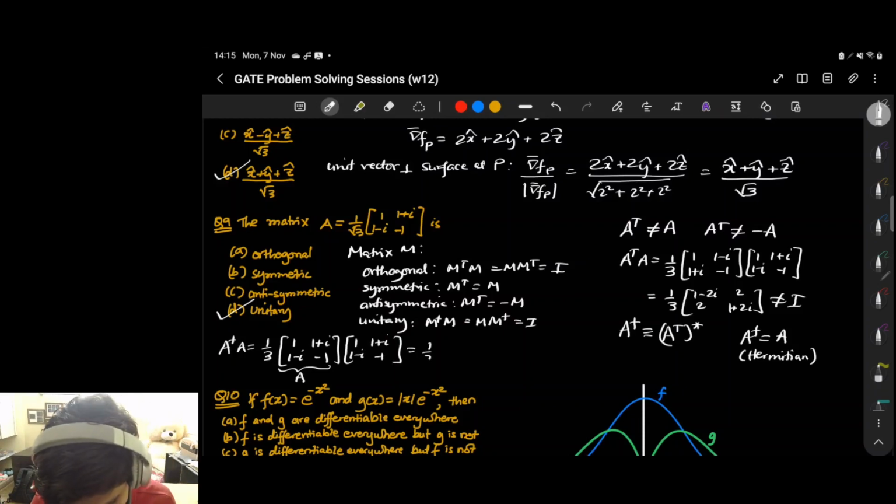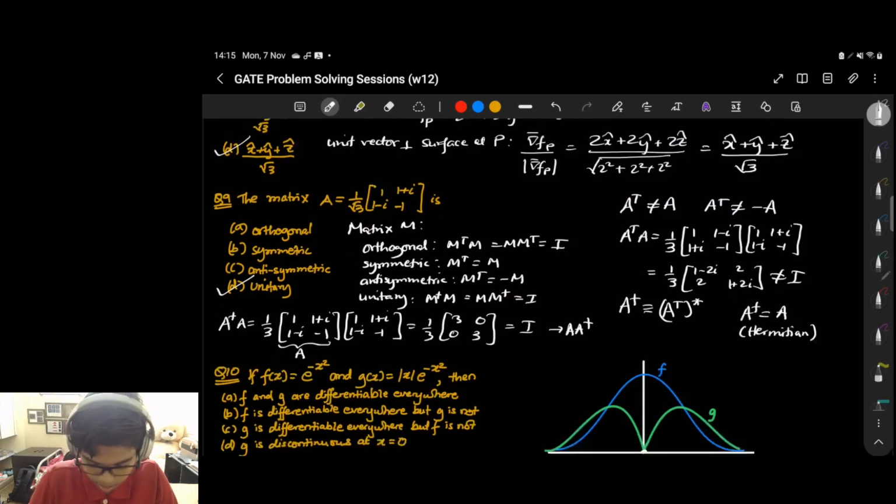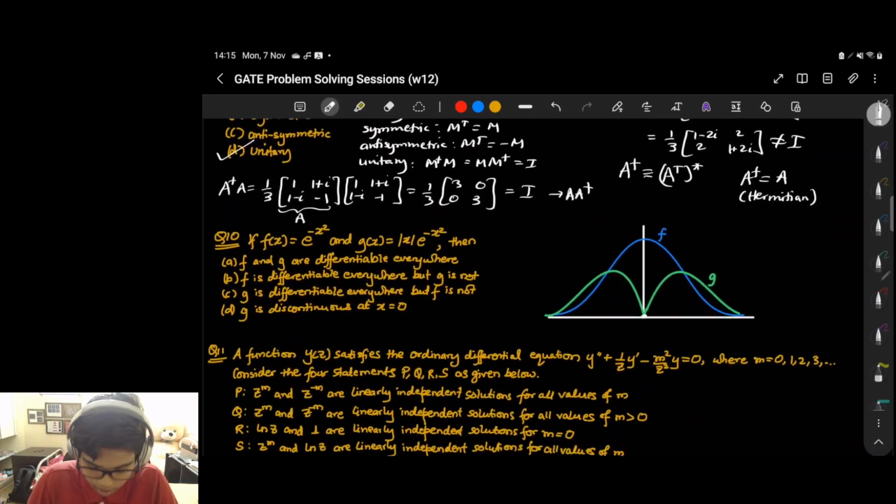This is 1 over 3, then 3 0 0 3. So this is equal to identity. Similarly, you can check for the dagger also, that will also come out to be identity. So the correct option is unitary.